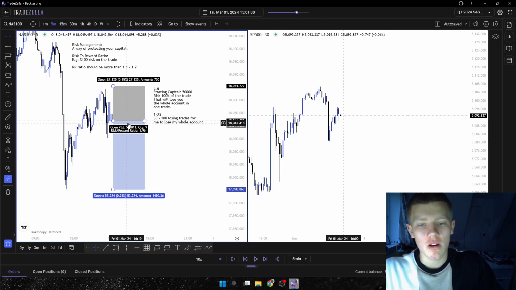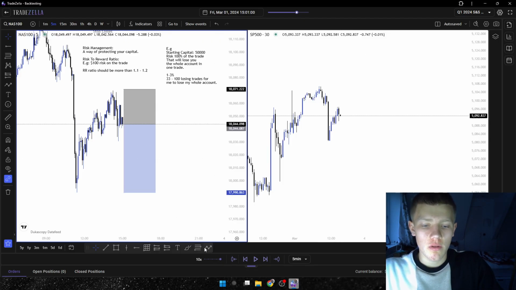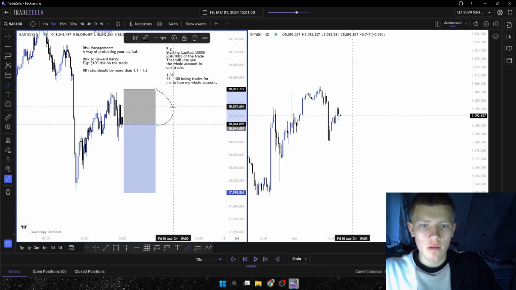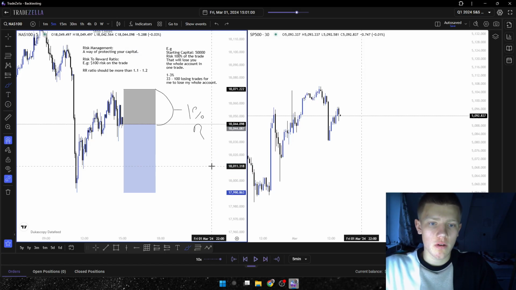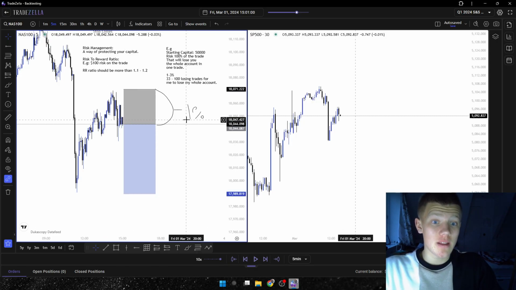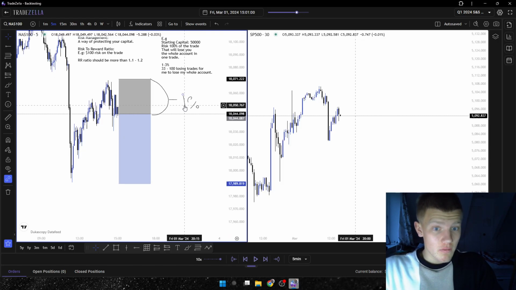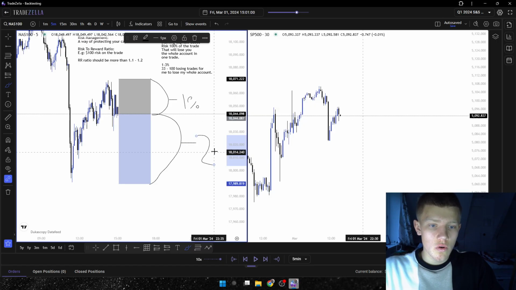If I risk 1% on each trade, that is usually what I do, between 1 and 2%. If I risk 1%, for example, then this is going to be 1% risk. And if our RR is a 2 RR, that means that this is going to be doubled. So if that is 1 RR, 1% loss, then this is going to be 2%.